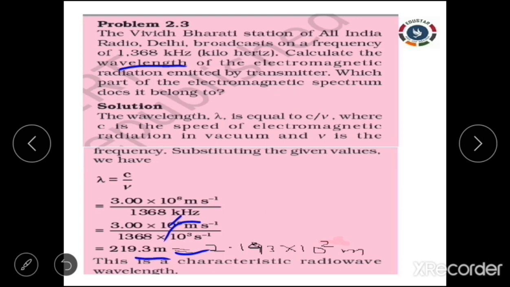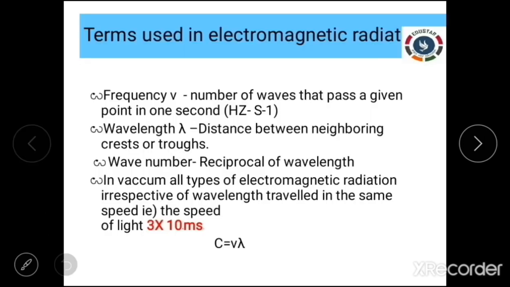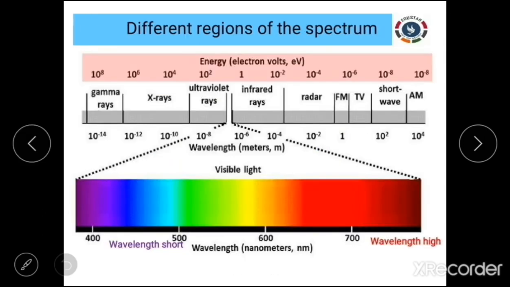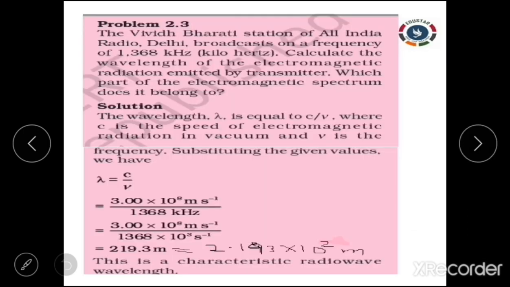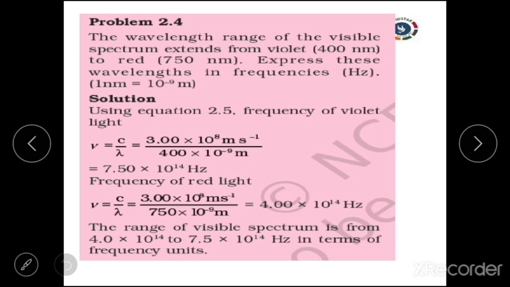So we can write this as 2.193 into 10 to the power of 2. This 10 to the power of 2 is the hint for identifying the region. Now look at the spectrum. In the spectrum, we have 10 to the power of 2 at around radio waves. Here it belongs to the radio waves. So from this spectrum, we came to know that this particular wavelength belongs to the radio wave.